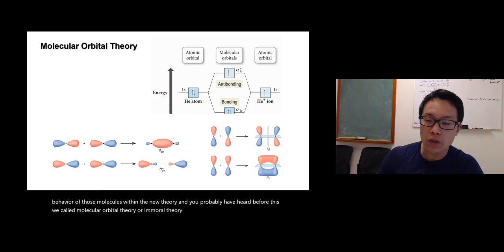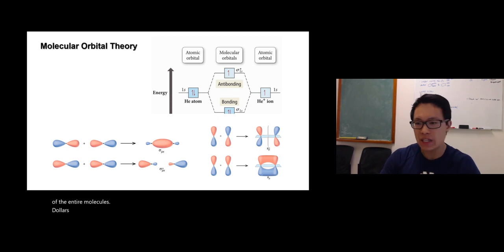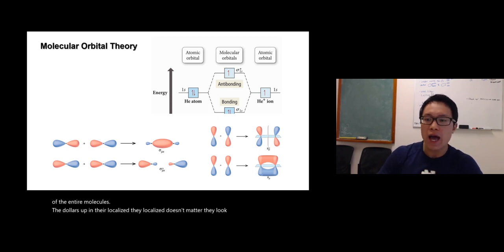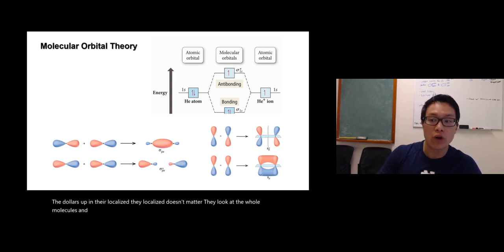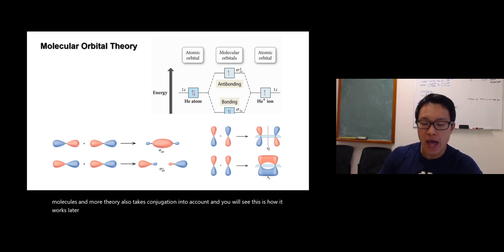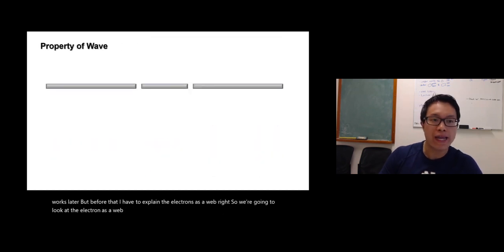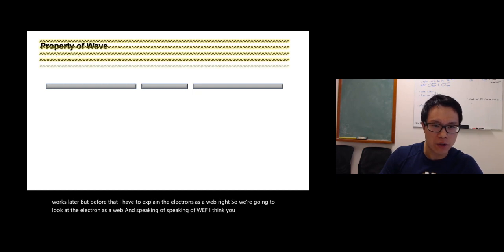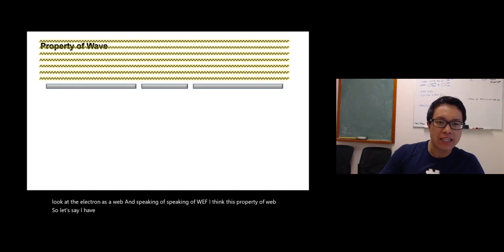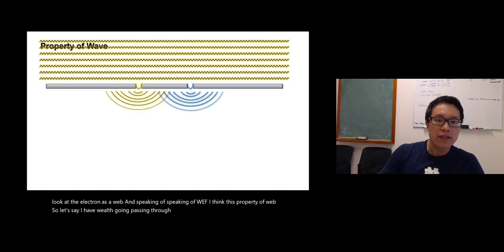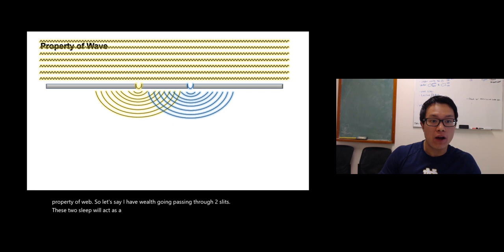MO theory looks at electrons of the entire molecule, regardless of if they are localized or delocalized, doesn't matter. They look at the whole molecule, and MO theory also takes conjugation into account, and you will see later how it works. But before that, I have to explain the electrons as a wave. So we're going to look at the electron as a wave. And speaking of wave, I think you know this property of waves. If I have a wave passing through two slits, these two slits will act as new sources of waves, and they can interfere right there.